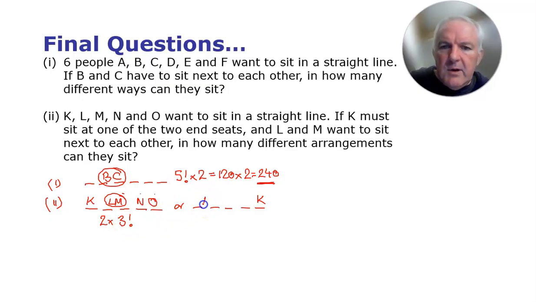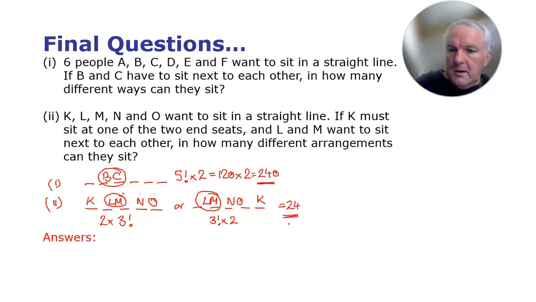And at this end, we've got L and M again sitting together, but we've got N and O. They're one person. 1, 2, 3. 3 factorial. But again, L and M can be sneaky, switch the other way around. And then effectively, we've got 2 lots of 2 times 3 factorial. What's 3 factorial? 6 times 2 is 12. We've got 12 dependent on each end, which way around it goes. I think it's 24.